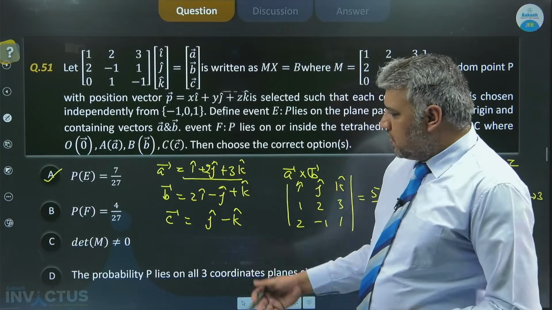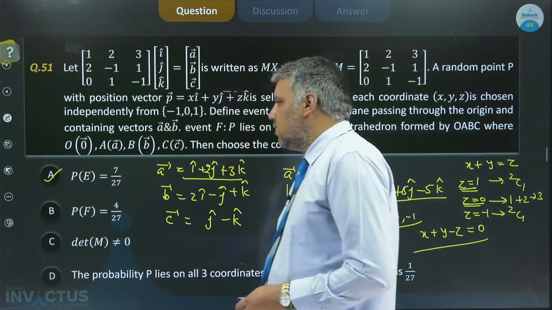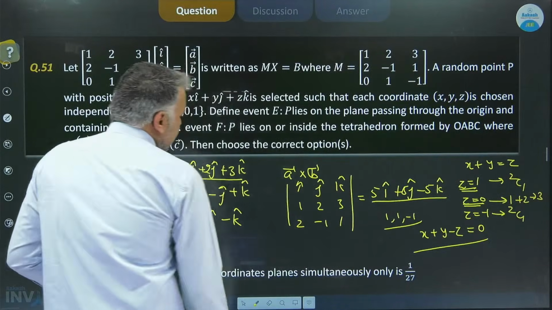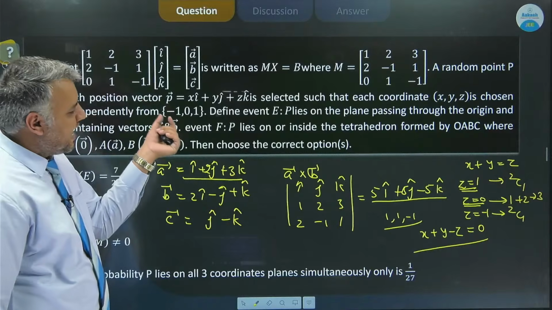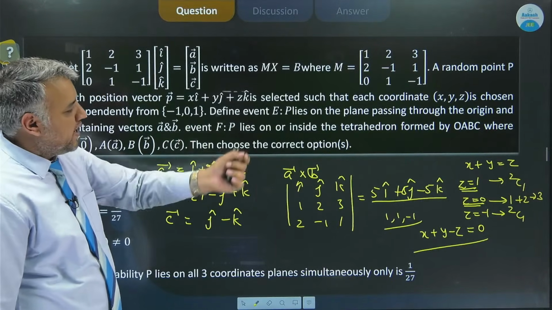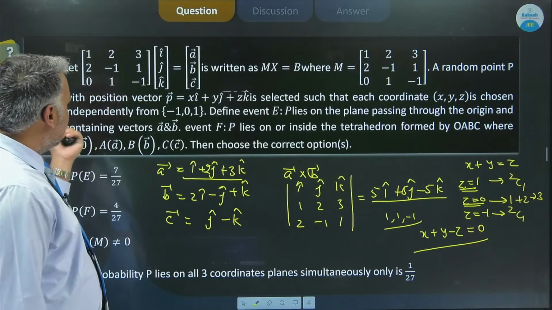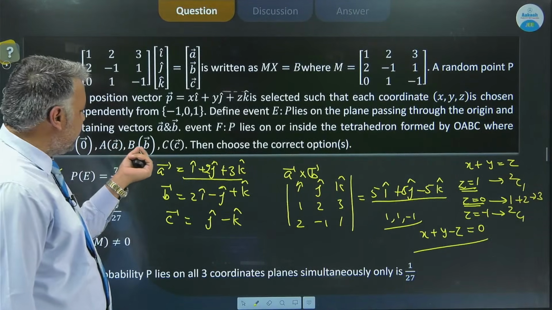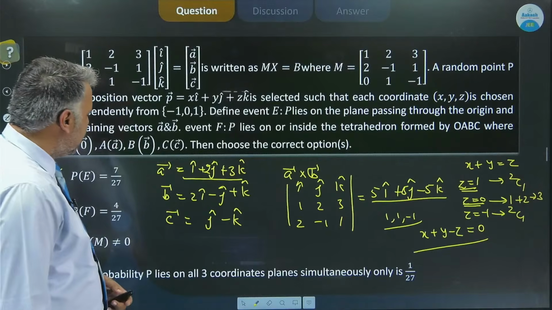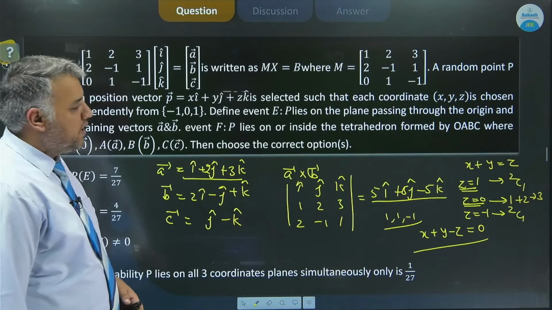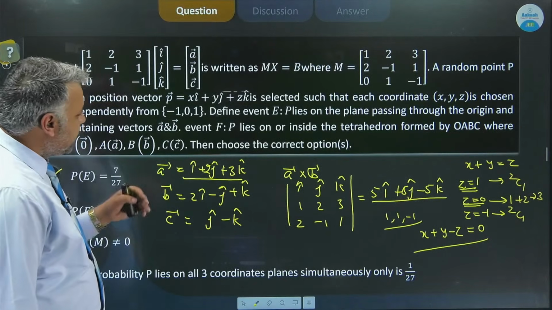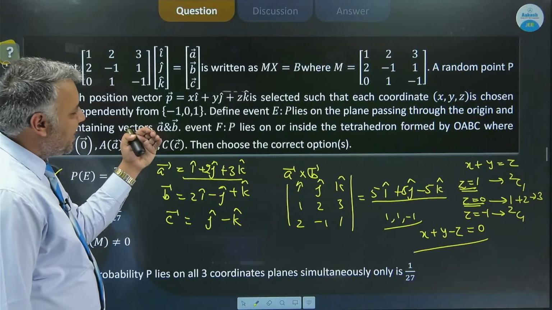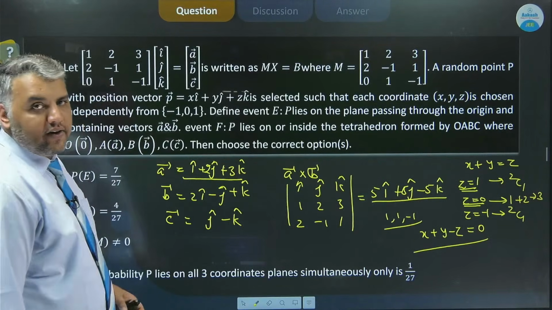Okay, for option B, there is an event F that the point P lies on or inside the tetrahedron formed by origin, A, B and C. Origin, vector A, vector B, vector C. Using these 4 points, we have formed a tetrahedron. So the probability that the point P lies inside or on the tetrahedron.